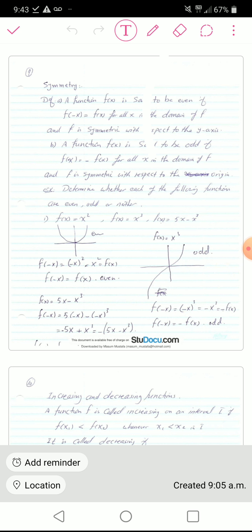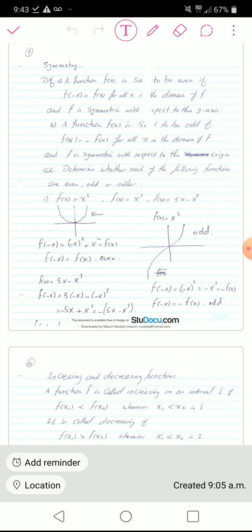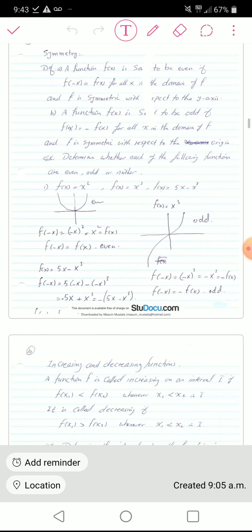5x minus x to the power 3. Is it an odd function? Yes, because it's symmetric about the origin. It is an odd function, and to prove it algebraically, we substitute x with negative x, and we find 5 times negative x minus negative x to the power 3, and at the end we get negative 5x plus x cubed, and if we factor out the negative we get negative (5x minus x to the power 3).